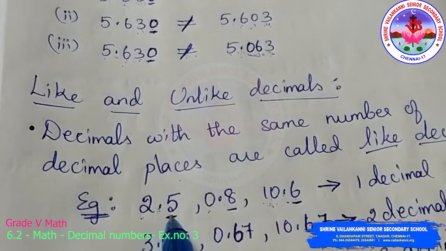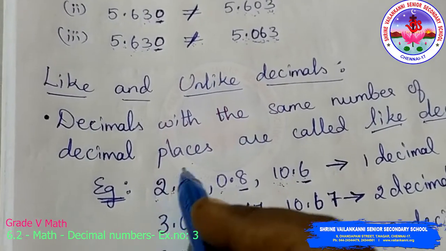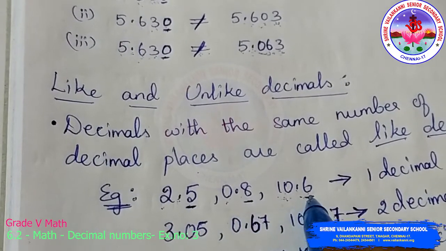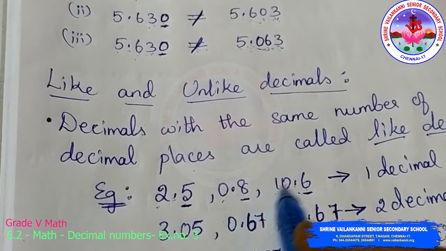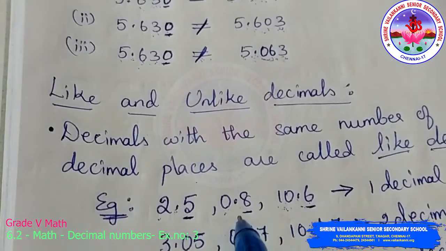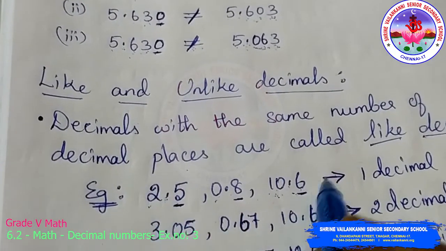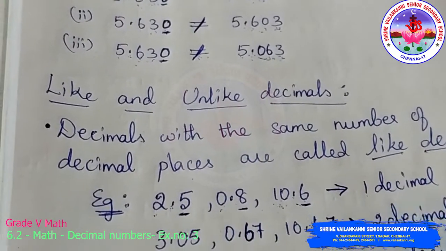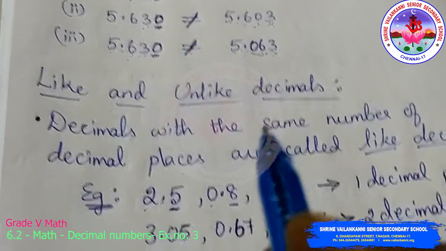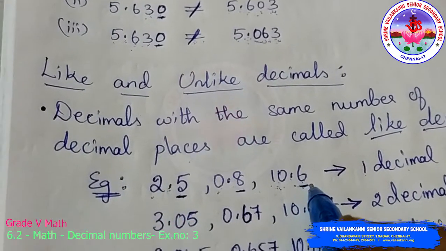I am just comparing the number which is there after the decimal point. So you don't want to look into the value, just compare the number of places. If all the three numbers have 1 digit after the decimal, then it is a like decimal number, and that too we will call it 1 decimal place. All these three numbers have only 1 decimal place, and which is like decimal number.